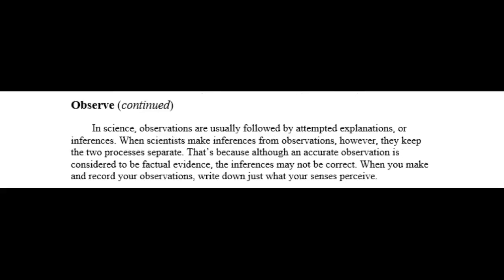Continuing on. In science, observations are usually followed by attempted explanations or inferences. When scientists make inferences from observations, however, they keep the two processes separate. That's because although an accurate observation is considered to be factual evidence, which means evidence or data that comes from facts, the inferences may not be correct.